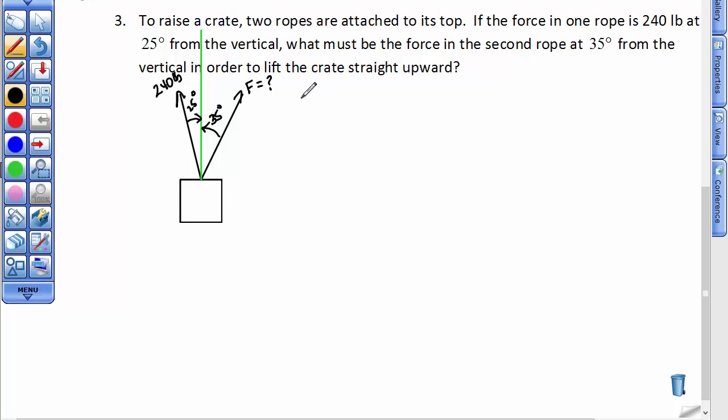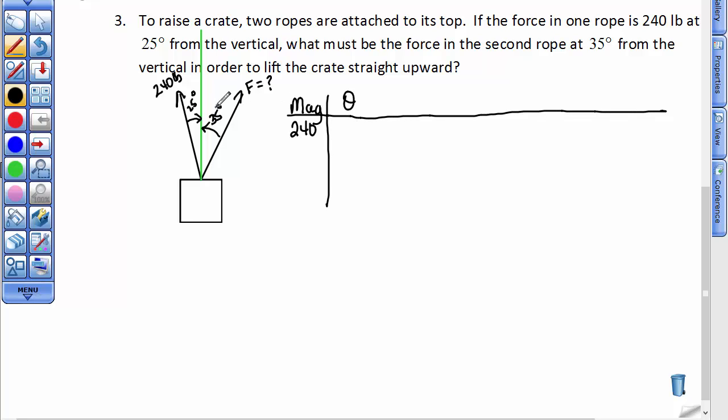draw our chart that we've been working with. So I'm going to create a chart whereby I have the first force, which is 240 pounds, and we'll talk about its direction in a minute. Because this is 25 degrees, how about if we call that angle 90 plus 25, which would be 115 degrees, in order to find its x component and its y component.